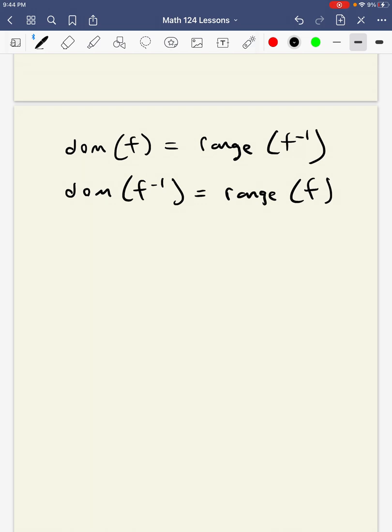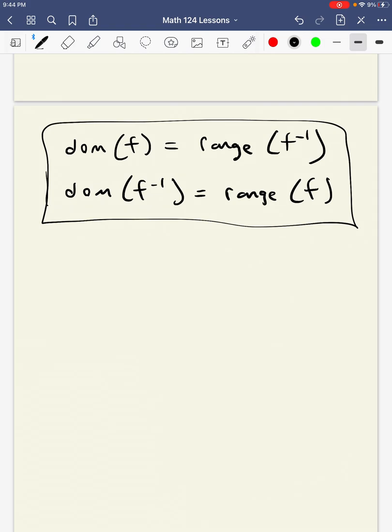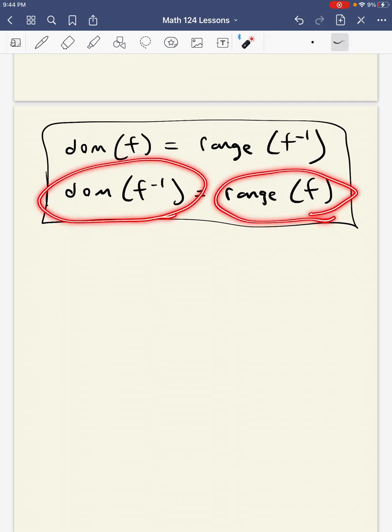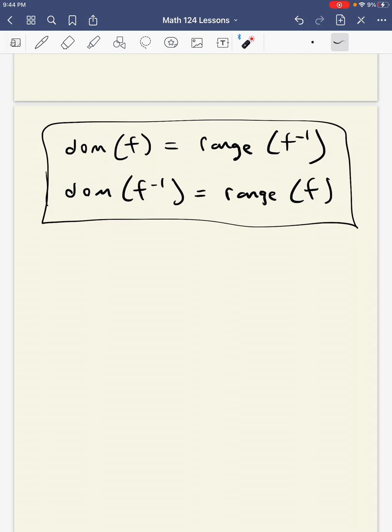So it's another way you can verify you did something correct, or if you're ever asked a question to find the range of a function, you can use this fact to find the range of a function. If you want to find the range of some function, you could just look at the domain of the inverse, which is actually a lot easier to do. It's easier to find a domain than a range.